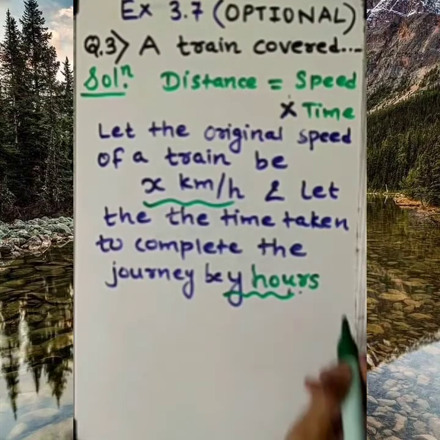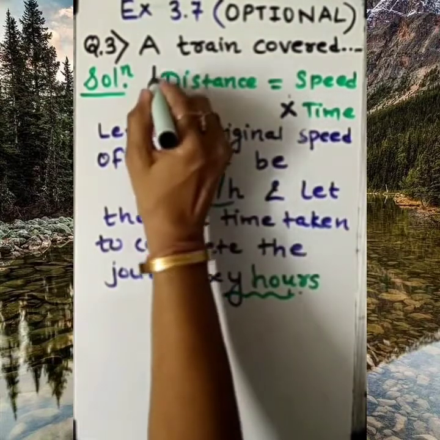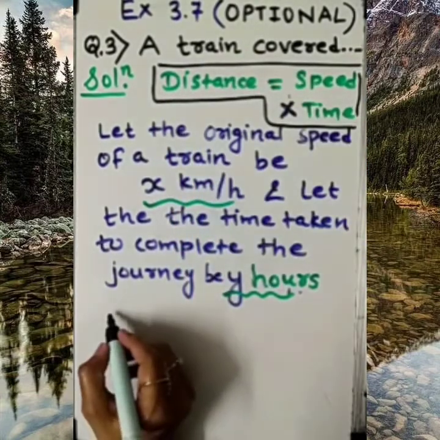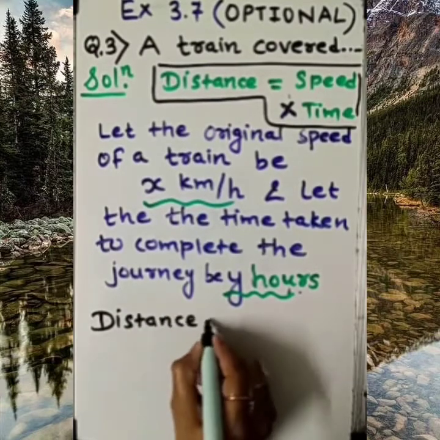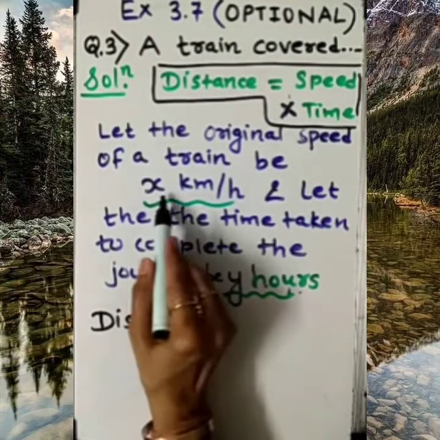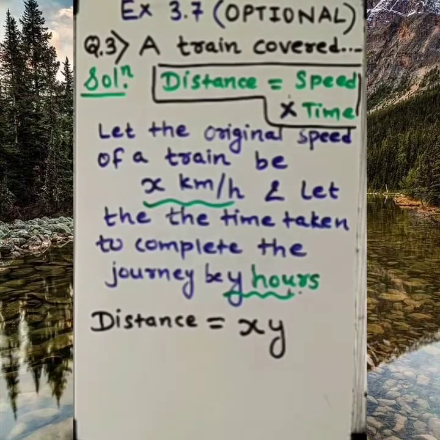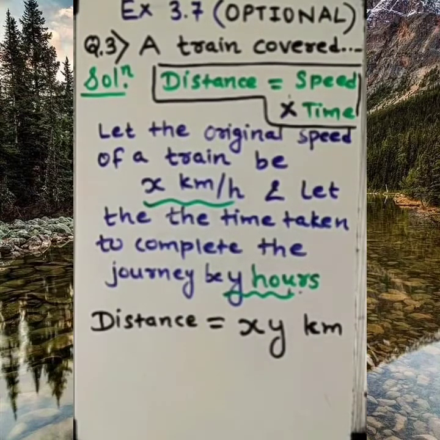Now we have this formula, distance equals speed into time. In this, what will be the distance? Distance covered equals speed into time. What is the speed? x kilometer per hour. What is the time? y hours. So the distance covered is x into y kilometer. Clear to you? This much is clear.